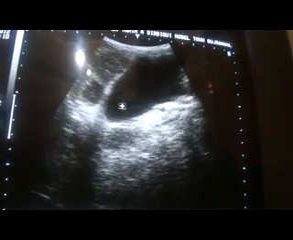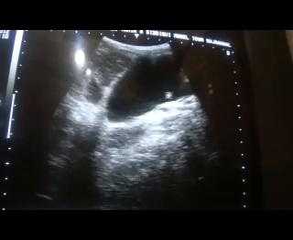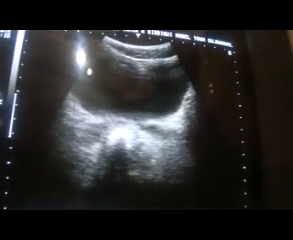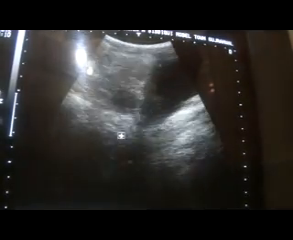This is the urinary bladder. No ascitic fluid seen. This is the urinary bladder in longitudinal section. This is the prostate. This is the prostatic urethra and seminal vesicles. So the right side is doing okay.